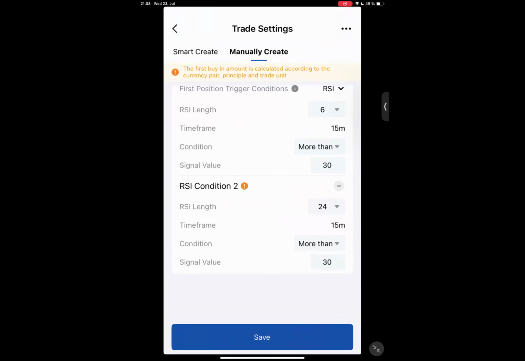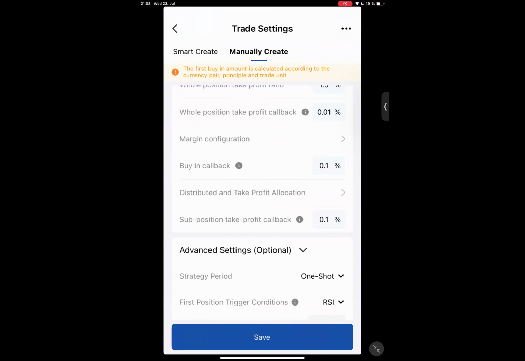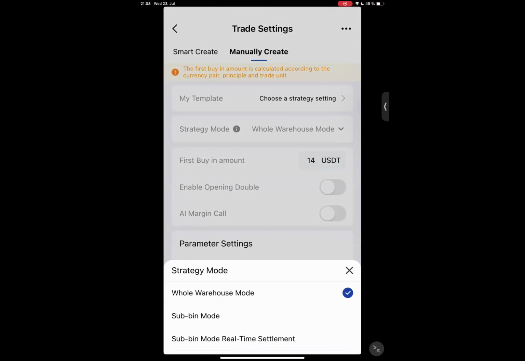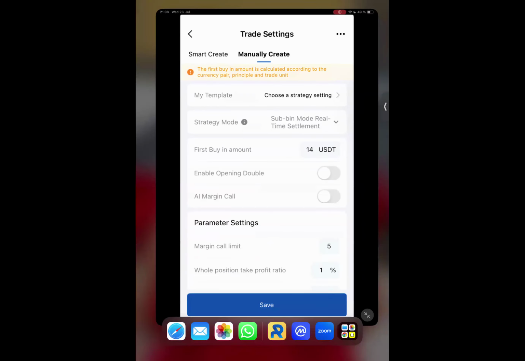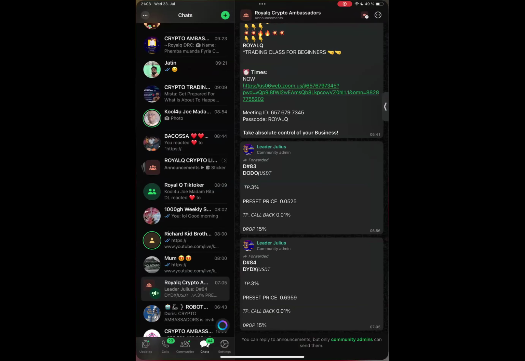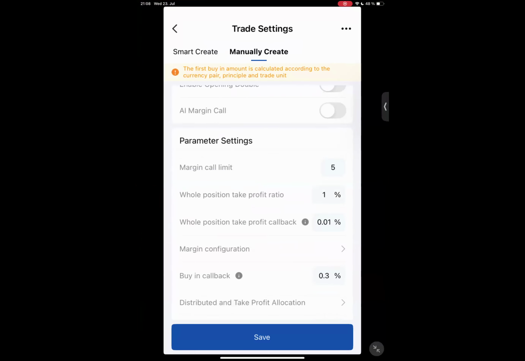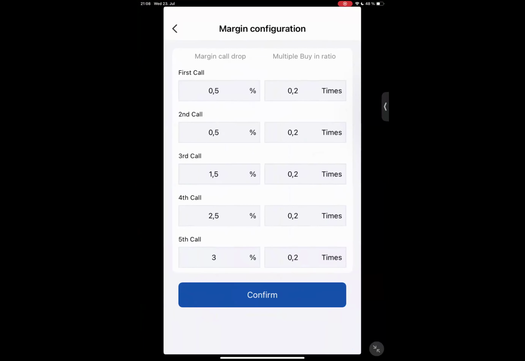This is the default settings. Okay, I'm not going to use this. I'm going to tap on choose a strategy. Then I tap probably the first one. I'll change to sub-bin mode real time, because in the signal, okay, it's not stated though. Okay, but 15% drop is stated. So I have to check.